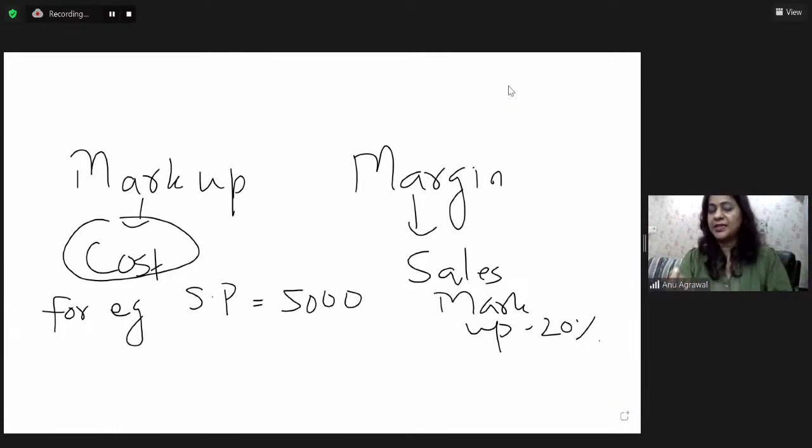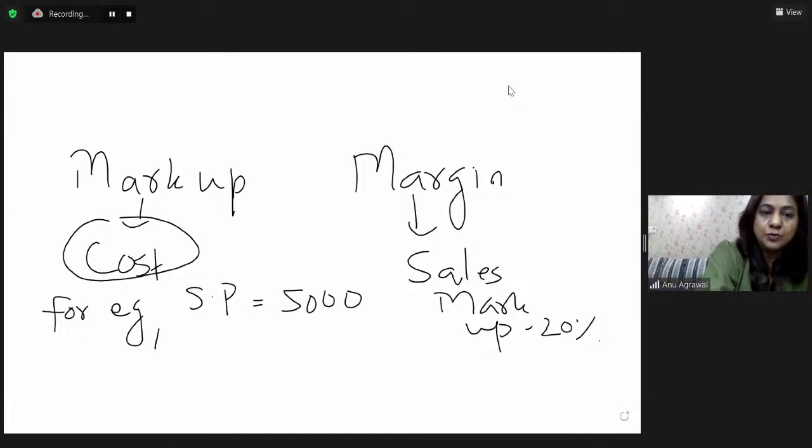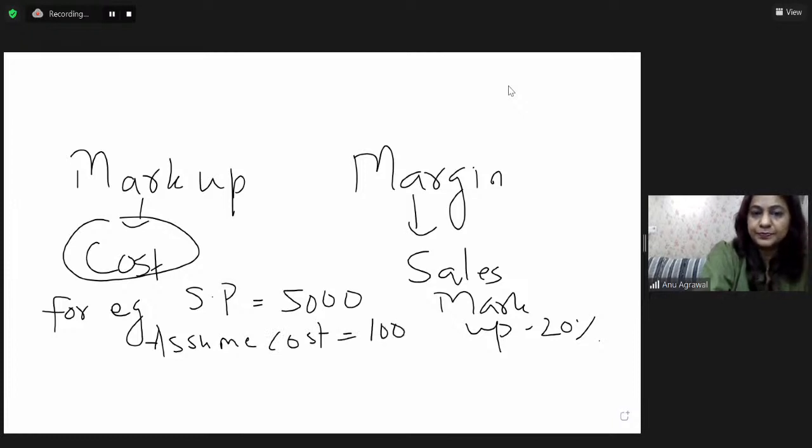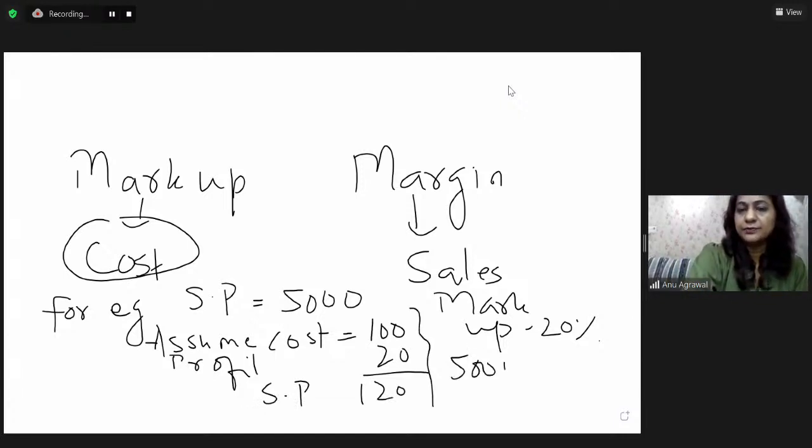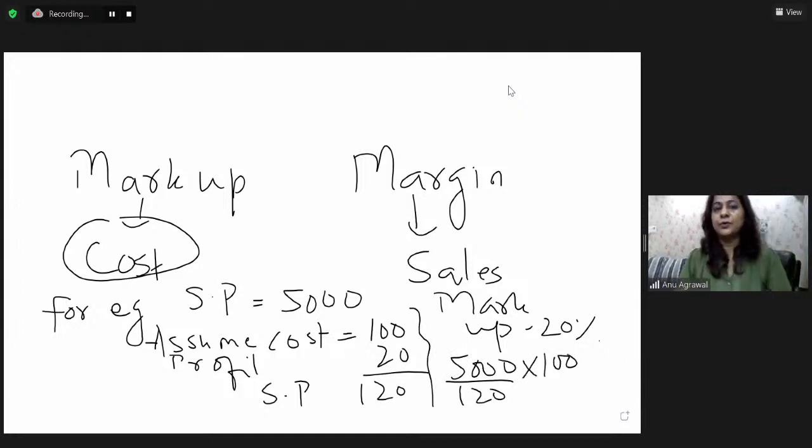If you are given percentage on cost, assume cost is equal to 100. Add the profit. So what will be selling price? 120. Now can you equate? Yes, you can equate. So you'll do 5,000 divided by 120 into 100. If you do it, you will get the cost. Or if you want to find out the profit, you can just multiply it by 20.